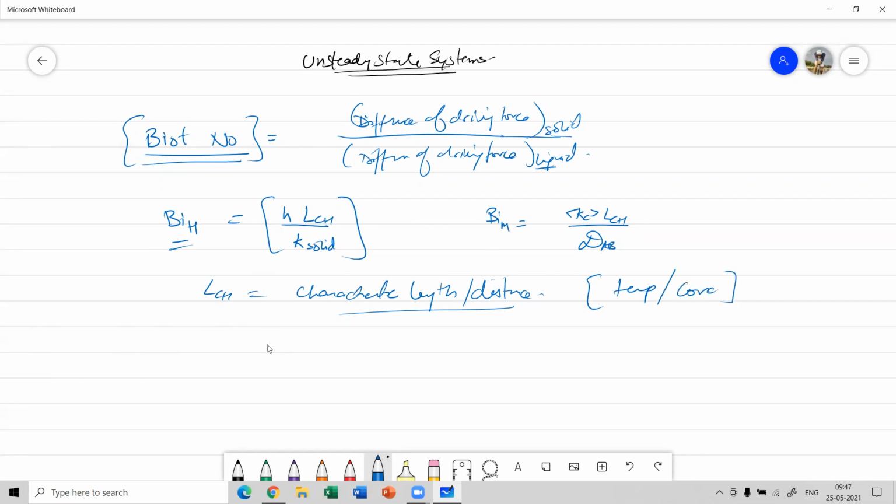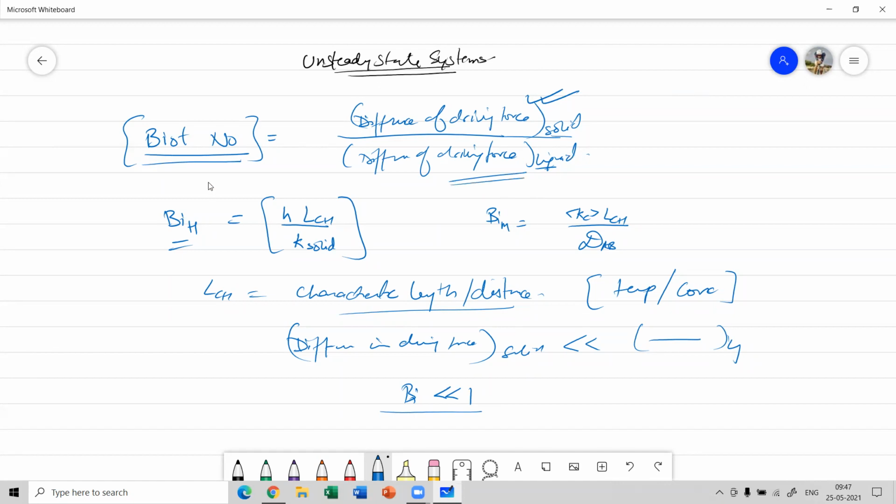Now, if the difference in the driving force in the solids is much less than the difference in the driving force in the liquids, then we can say that the Biot number is much less than 1. Obviously, if the numerator term is very much smaller in comparison to the denominator, then the Biot number is less than 1.